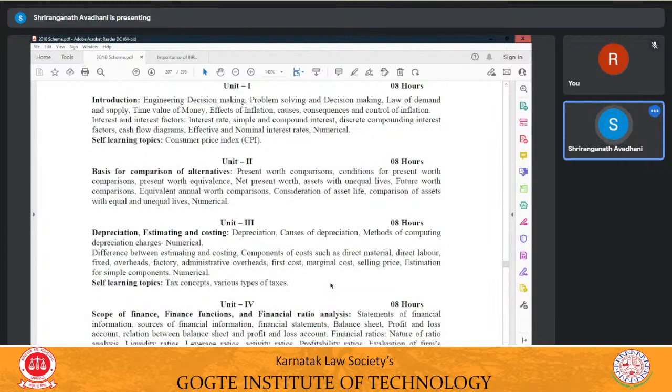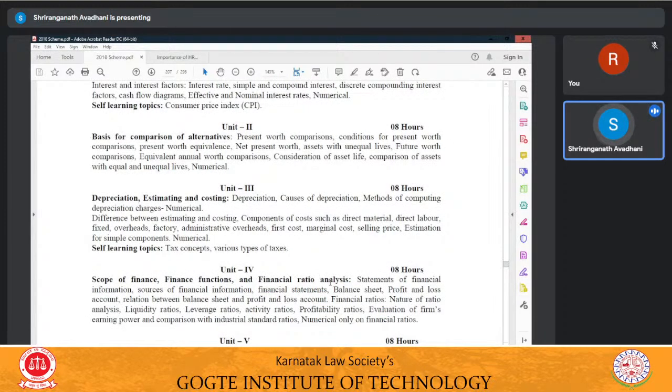Unit number 4 is very important. You know that normally we talk about financial management. Therein, all the companies are going to prepare a balance sheet, and also a profit and loss account. Those things basically come under financial management. So knowledge of the balance sheet and profit and loss account is very important for any individual.